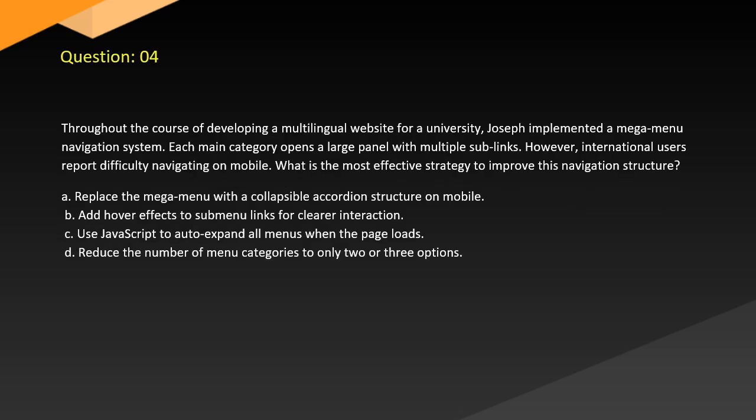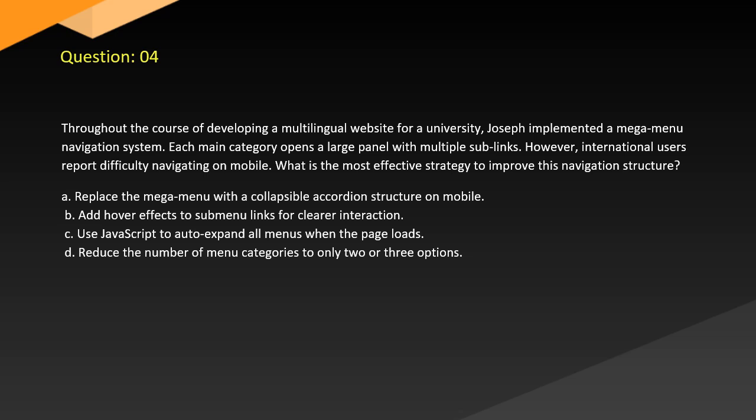Question 4. Throughout the course of developing a multilingual website for a university, Joseph implemented a mega menu navigation system. Each main category opens a large panel with multiple sublinks. However, international users report difficulty navigating on mobile. What is the most effective strategy to improve this navigation structure?